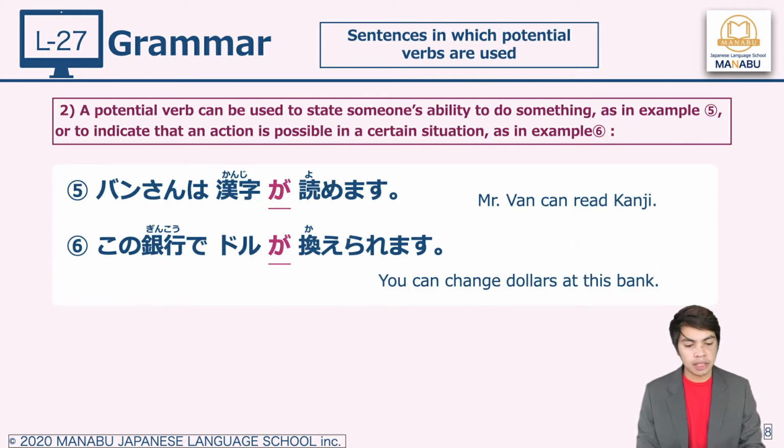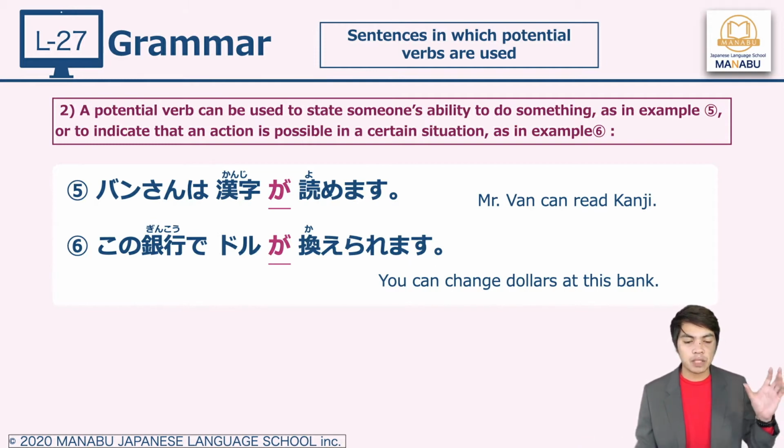Next, a potential verb can be used to state someone's ability to do something, as in example number 5, and to indicate that an action is possible in a certain situation, just like in example number 6. So let's start from example number 5. Bansan wa kanji ga yomemasu. So this is stating someone's ability. Mr. Bansan wa kanji ga yomemasu.